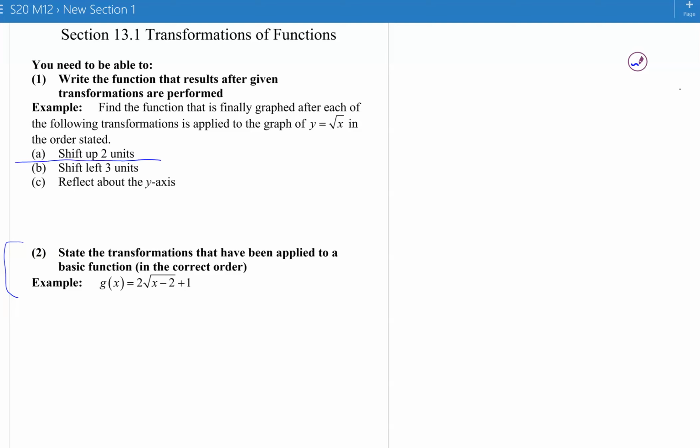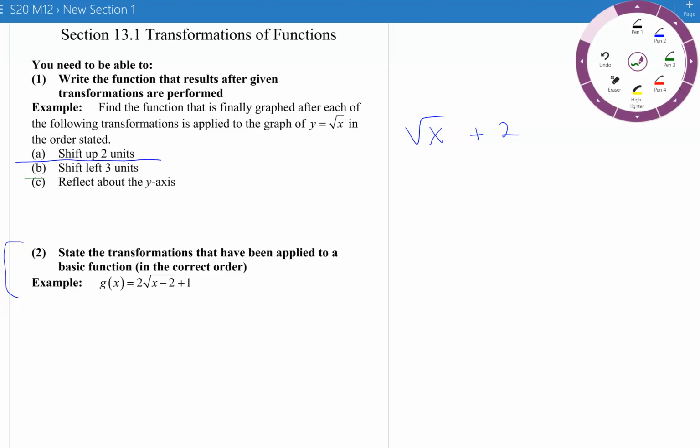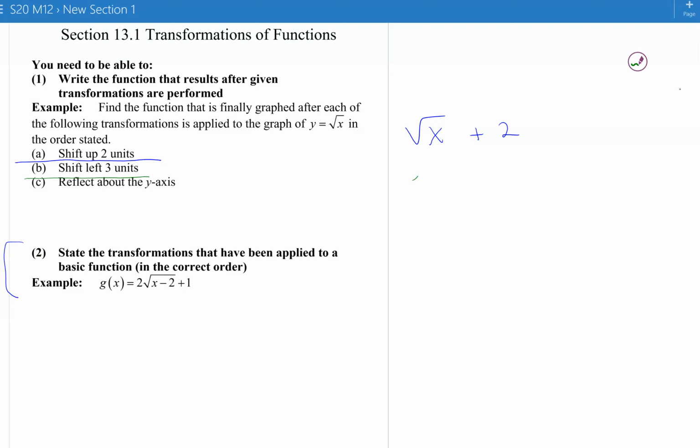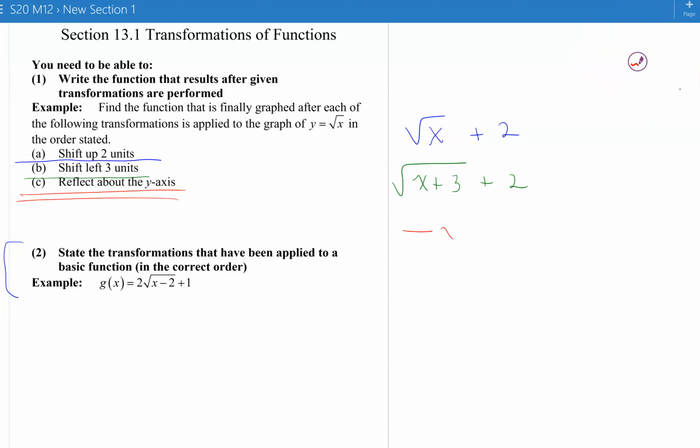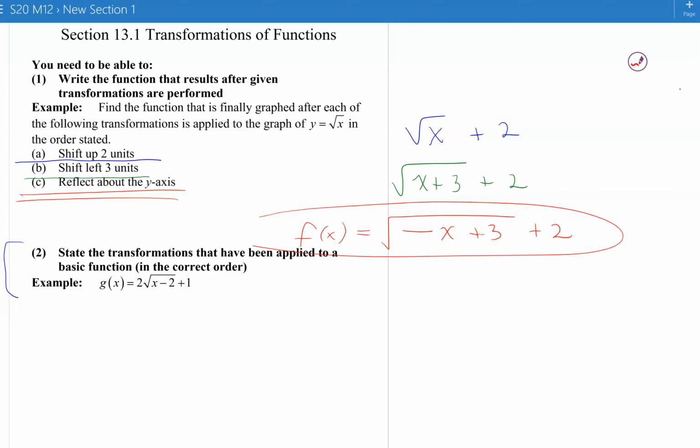So the first thing that needs to happen in this instance is shift up 2 units. So I'm starting with square root of x, and I want to shift it up 2 units. So after the function, outside the square root, I need to add 2. Okay, then the next thing I want to happen is for it to shift left 3 units. So I need to do x plus 3 inside the square root to make it shift to the left 3 units. And then the last shift is reflecting about the y-axis. That says put an opposite in the front of the x. And that has the effect of reflecting the graph about the y-axis. So give this some kind of name, and that would be your answer.